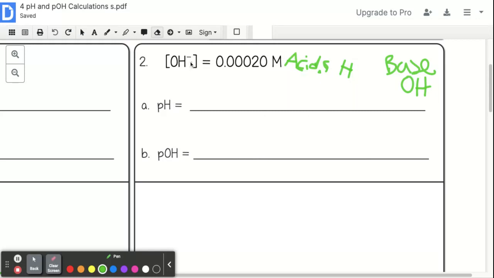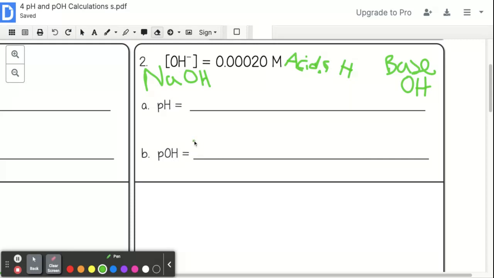So for this, we have OH negative. This could also just say sodium hydroxide, and it means the same thing. This sodium hydroxide has a molarity of 0.0002. That's its concentration. So I need to find the pH and the pOH. When you have the hydroxide concentration, the only thing you can do is find the pOH. So first we're going to find the pOH using that concentration.